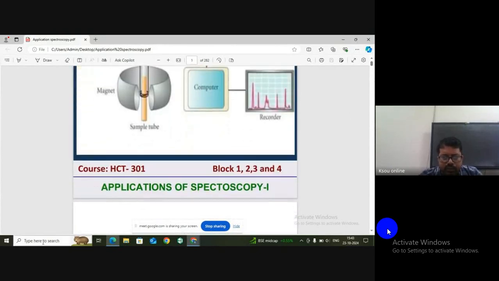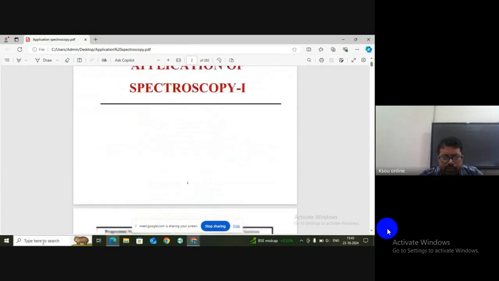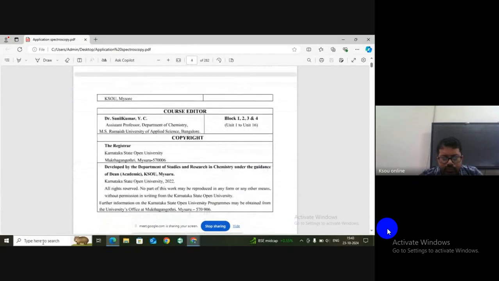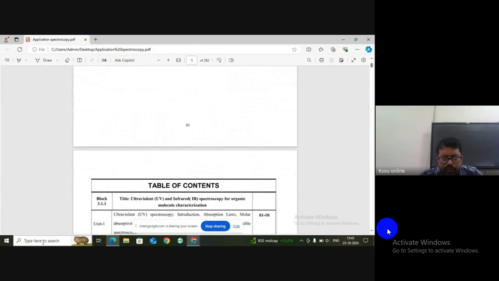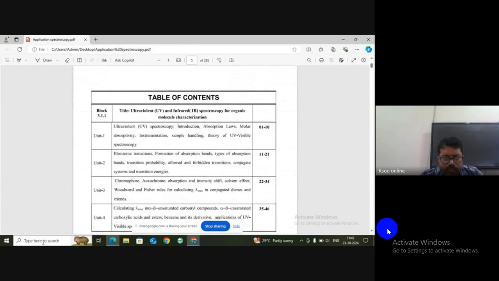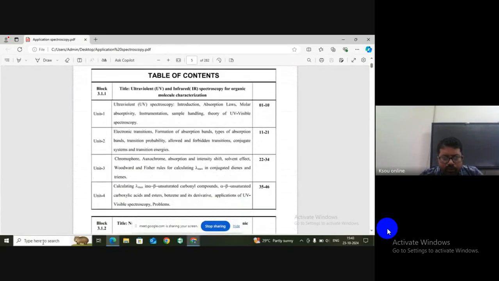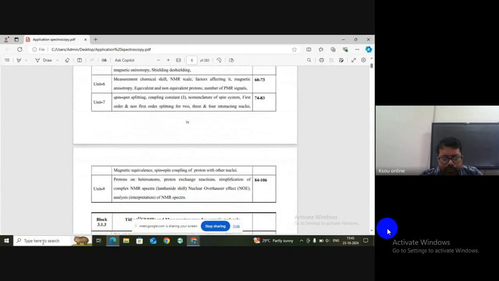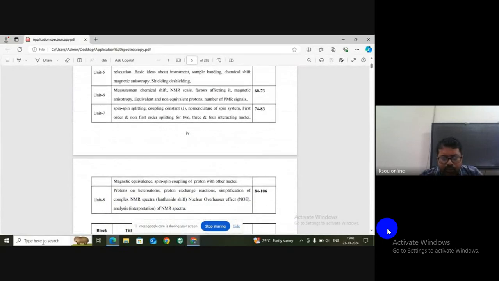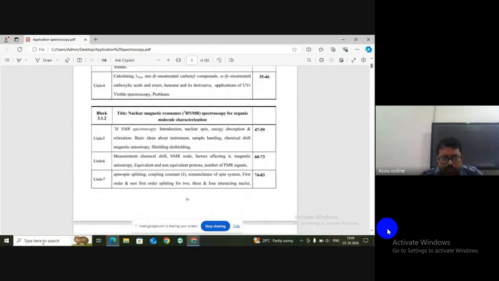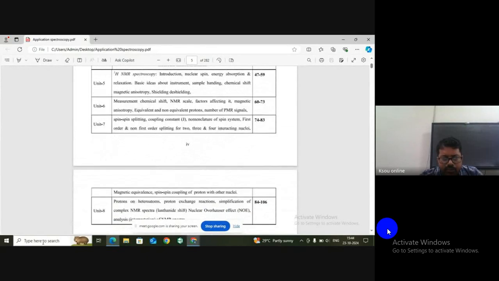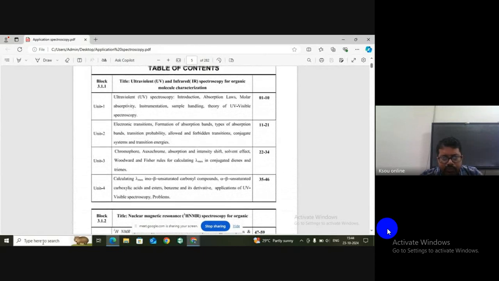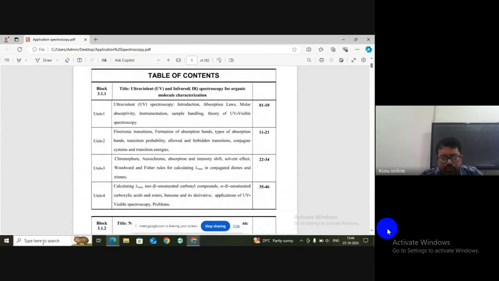In the application of spectroscopy, table of block 3, I am going to take 1 to 8. Please open your book and observe the syllabus 1 to 8. Today I am going to take the first unit, that is UV spectroscopy.